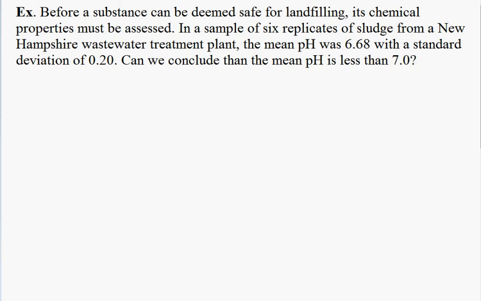Okay, we do another hypothesis testing problem. This one, again, we will use the p-value method for evaluation for deciding whether or not to retain or reject the null hypothesis. For this problem, we have a small sample of 6 replicates. The mean pH of the sample is 6.68 with a standard deviation of 0.2. Can we conclude that this is indeed less than mean pH of 7?